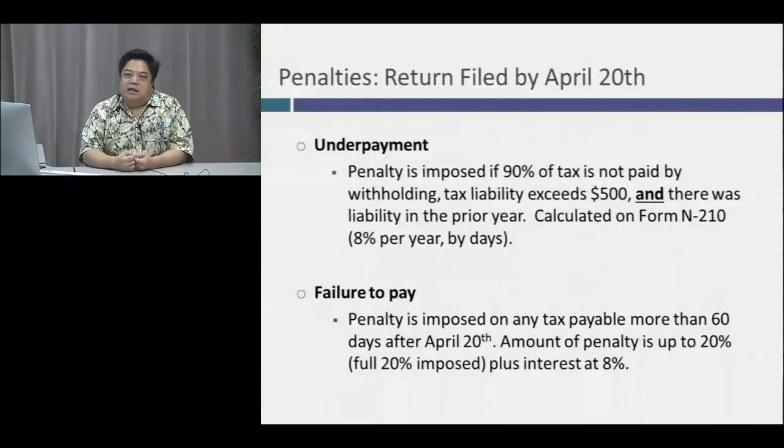Now, you might say, what happens if I file after the 20th? Obviously, there's an underpayment penalty, and that's pretty much the criteria. It needs to exceed $500 for a particular penalty, 8% per year, and there's a failure to pay. So if you send in your tax return, but there's a tax due, they can assess your failure to pay if you didn't submit a check.